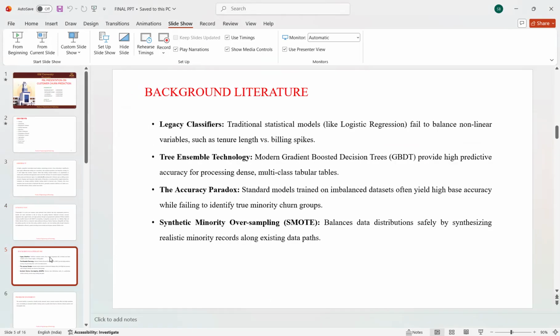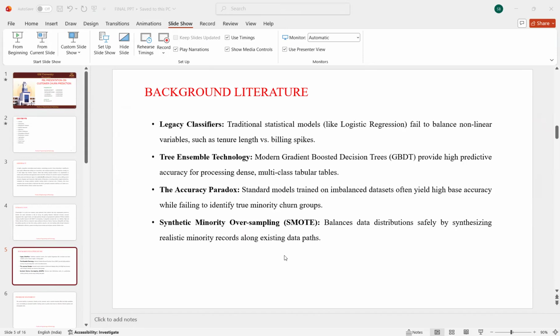Here, background literature means studying previous methods and research related to our project. Going through the legacy classifiers, traditional machine learning models like logistic regression were used earlier for prediction. They work well for simple linear data but struggle when customer behavior becomes complex and non-linear. Next, going through the tree ensemble technology, it is advanced models like gradient boosted decision trees that combine many decision trees to improve prediction accuracy. These models can handle large and complex data sets better.